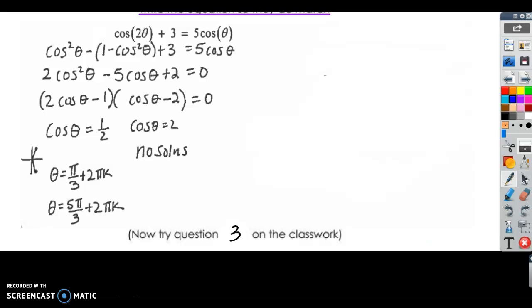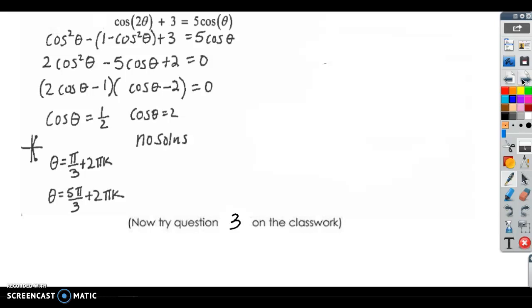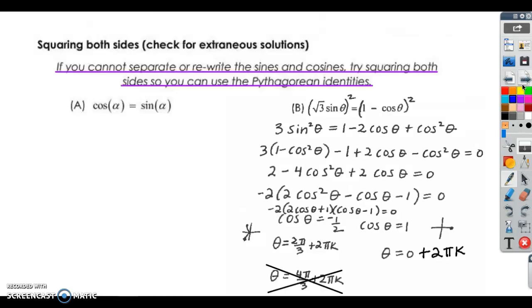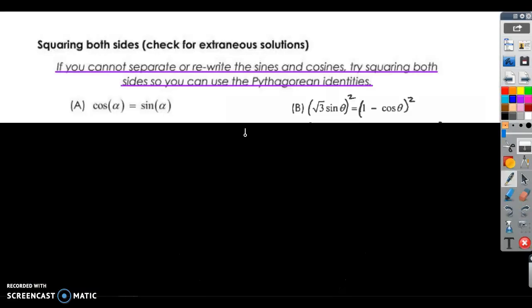If you'd like to try practice on that, you can go to question 3 on the classwork. And again, that's all in my Google Drive, and so are the answers. Moving on. So if you've got a problem where you cannot separate the sines and the cosines, see if you can rewrite it by squaring both sides. So here, in this equation A, we've got a cosine on the left and a sine on the right.